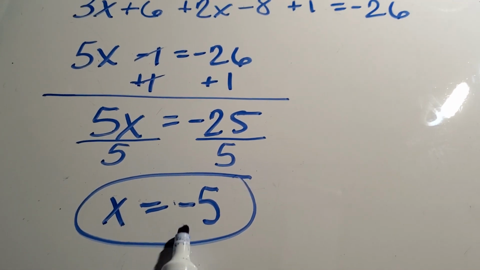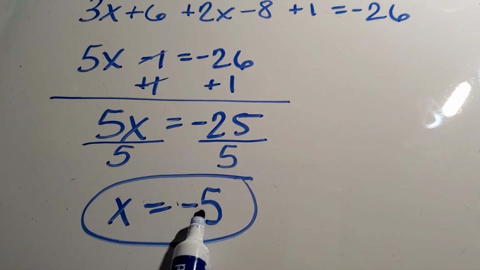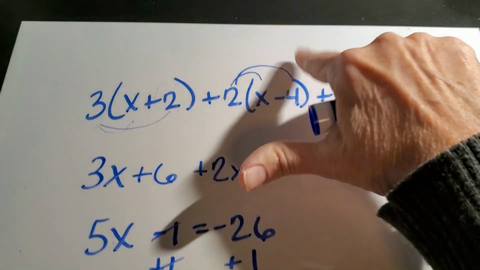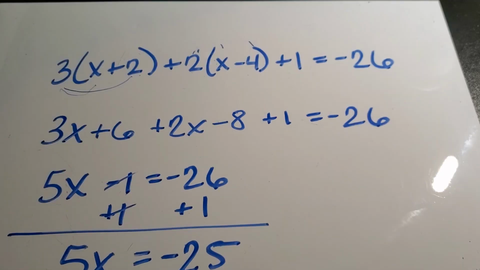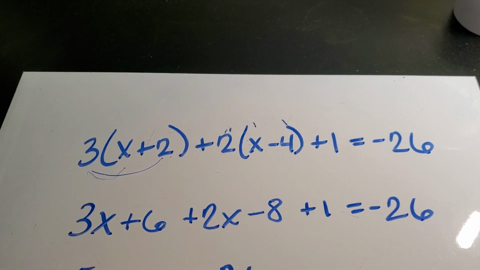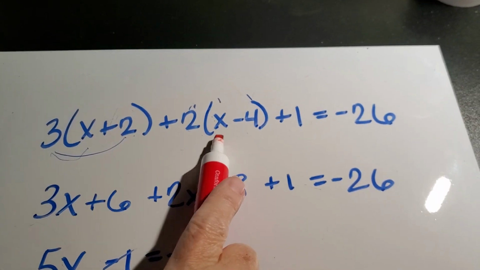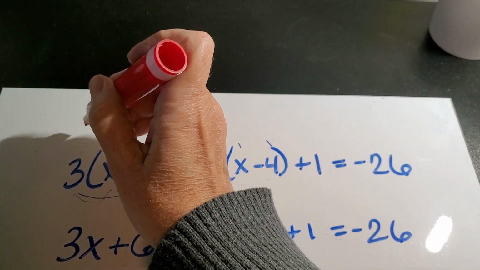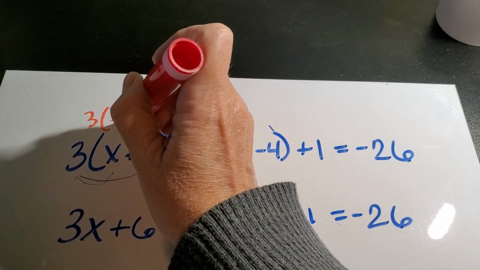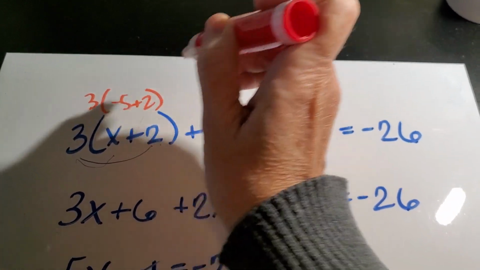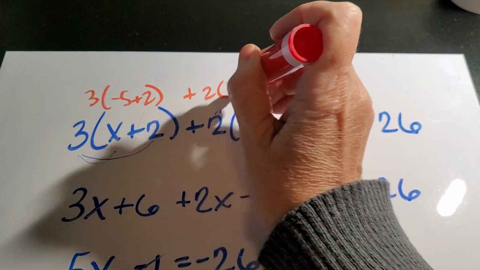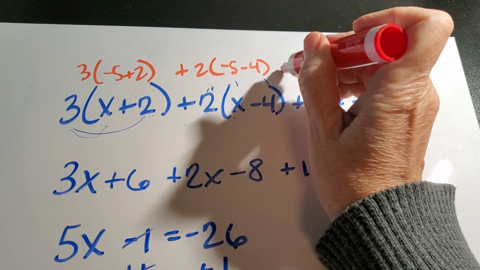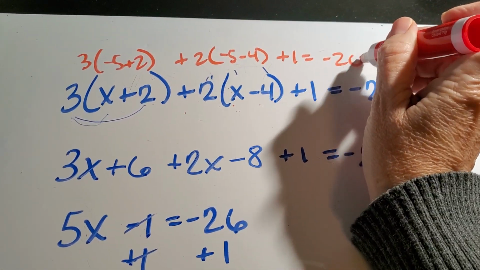What I should be able to do with this is just substitute negative 5 for x in this original equation. So let's try that. When we substitute a negative 5 in for these x's here, we should end up with negative 26. So if this was a negative 5, we would have 3 times negative 5 plus 2, plus 2 times negative 5 minus 4, plus 1 equals negative 26.